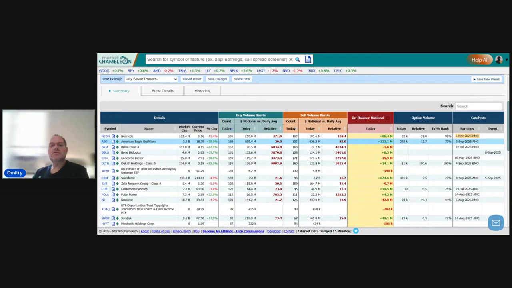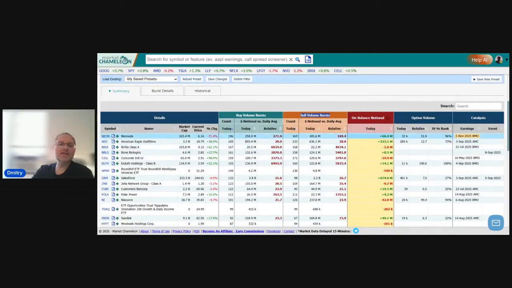Having said that, here on this data table, we have two sets. We look at the volume bursts from the buy side and volume bursts on the sell side. So for example, in NEON, this is a stock that had a lot of volume bursts on both sides.